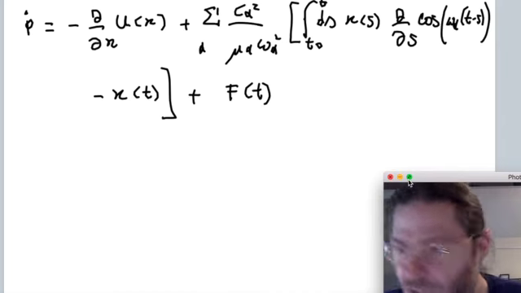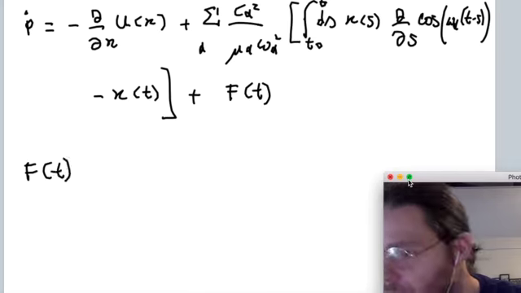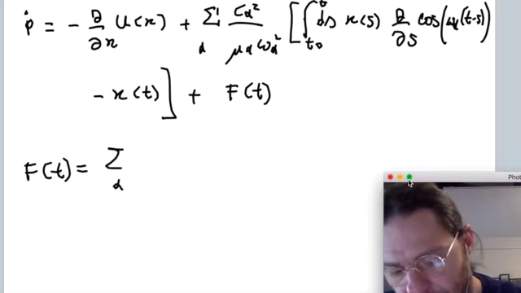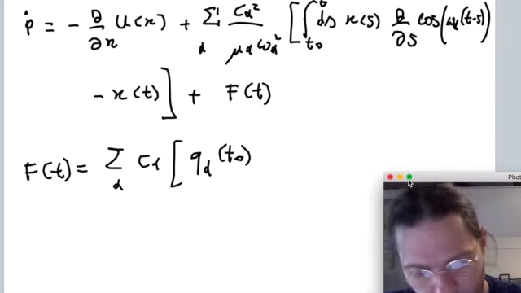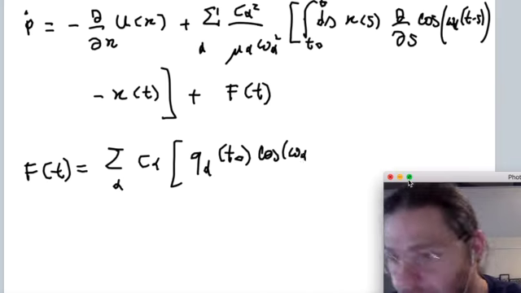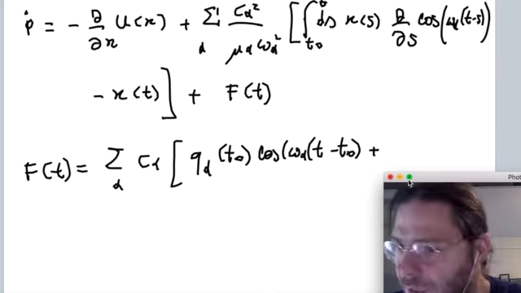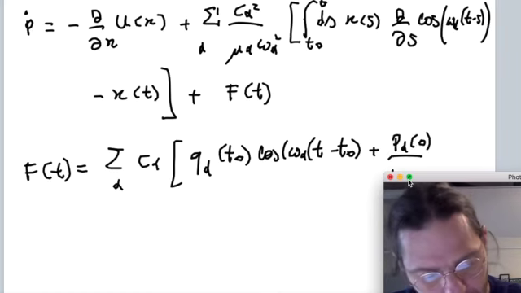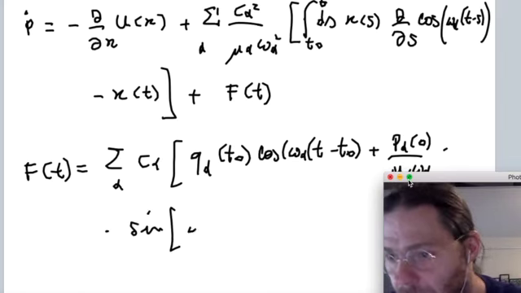And this term f of t, I guess, is simply the sum over alpha of c alpha q alpha of t naught cosine omega alpha (t minus t naught), plus p alpha naught divided by mu alpha omega alpha sine omega alpha (t minus t naught). Okay, so I have a modified equation of motion.